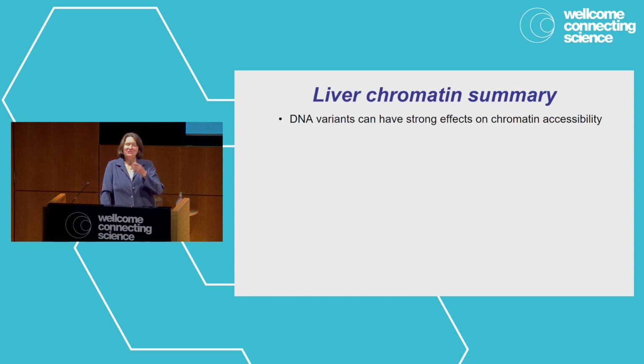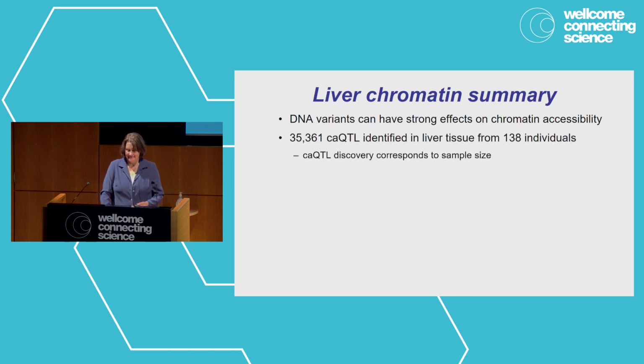We are now as close as you can get to the effect of the DNA variant. The effect on chromatin accessibility, very close. The effect on gene expression, next most close. The effect on protein levels, next most close, perhaps. The effect on phenotypes, getting further away. So even in only 20 individuals, we are able to identify thousands of caQTL. It takes more and more samples the further away you get to be able to identify the genetic effects on different types of molecular traits.